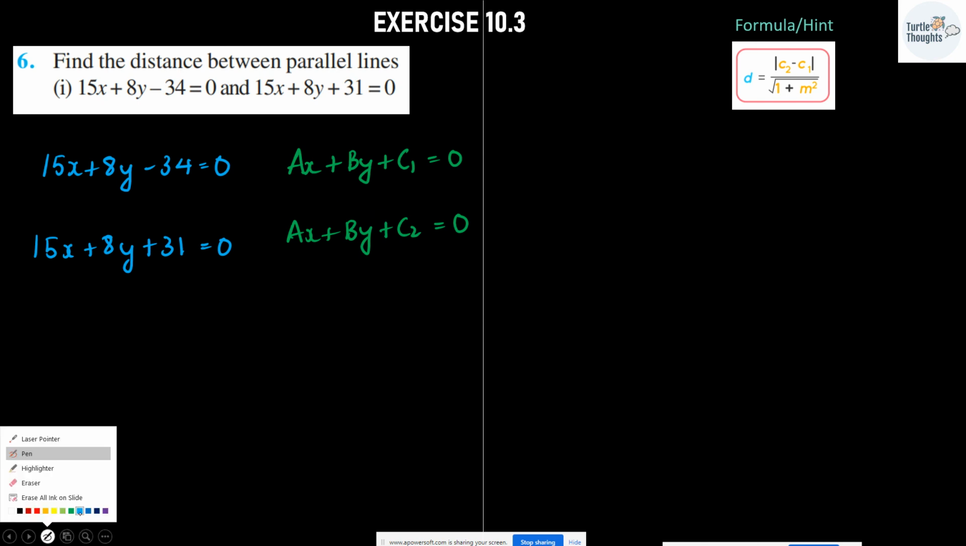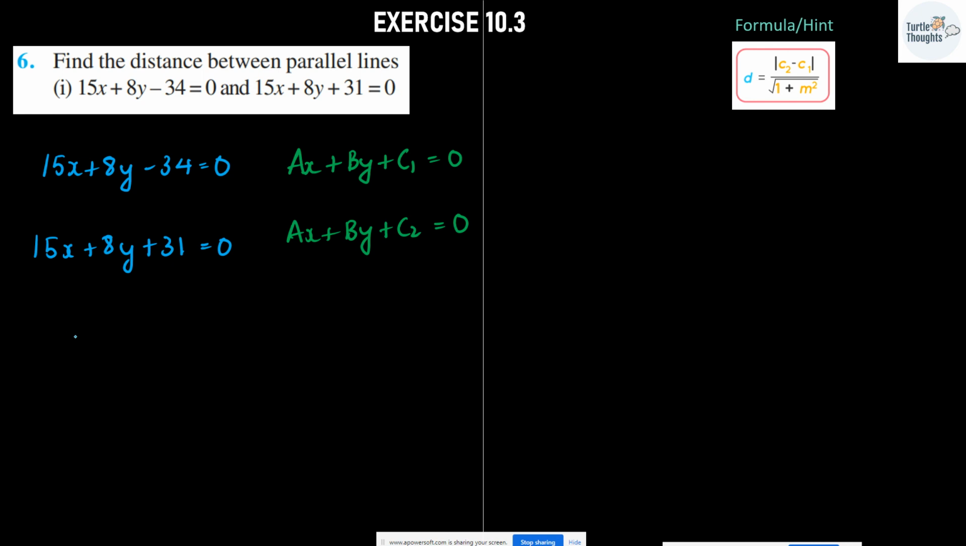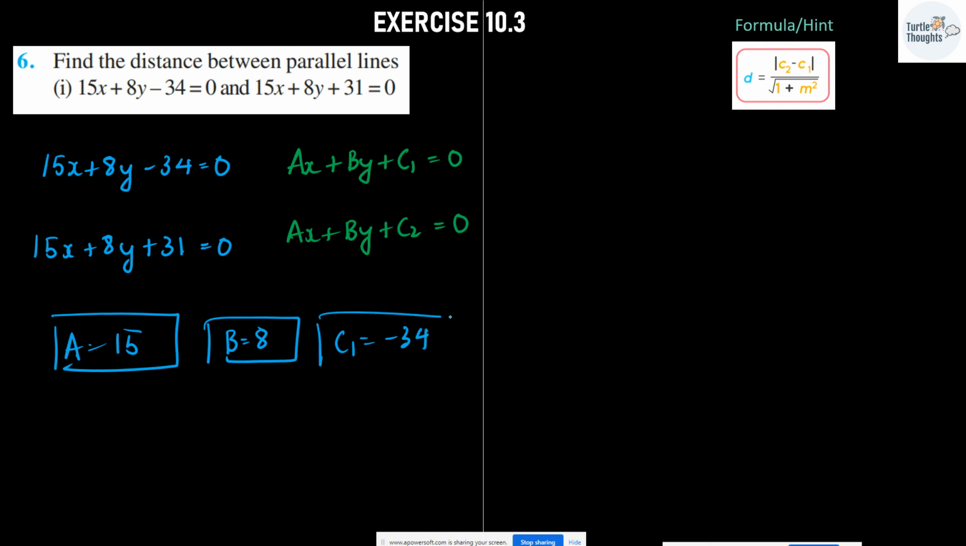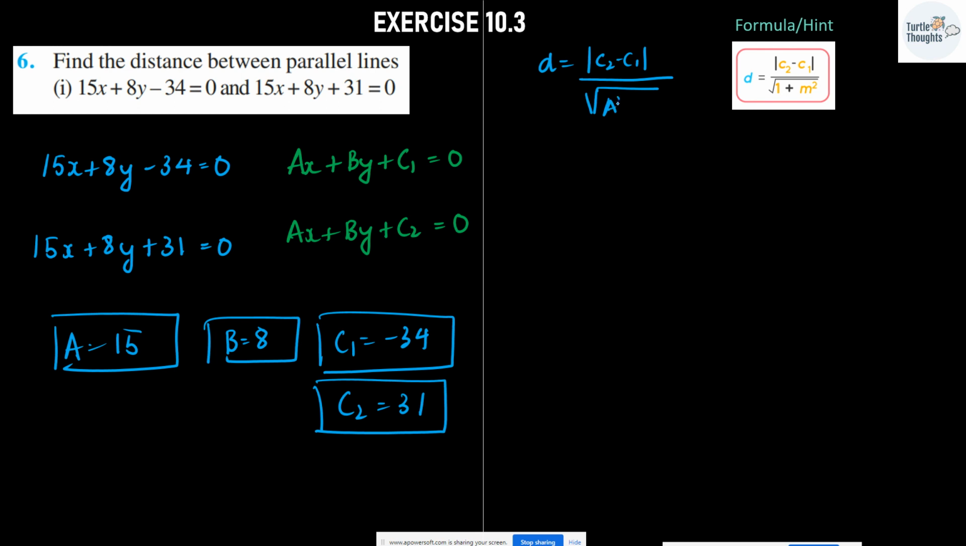I can write the values of a, b and c. The value of a in both the cases is 15. The value of b is going to be 8. c1 is minus 34. c2 is 31. Do you have everything which is required in the formula, which is given by d is c2 minus c1 divided by square root of a square plus b square?